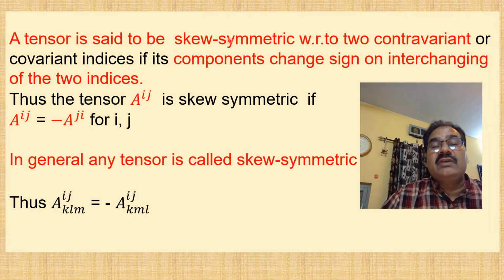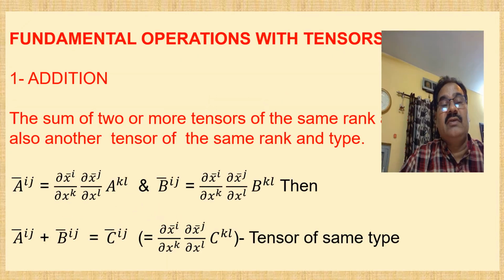Now a tensor is said to be skew-symmetric with respect to two contravariant or covariant indices if its components change sign on interchanging the two indices. How? Thus the tensor A_{ij} is skew-symmetric if A_{ij} is equal to minus A_{ji} for i and j. In general, any tensor is called skew-symmetric if we can write A^{ij}_{klm} is equal to minus A^{ij}_{kml}. Okay, that is called skew-symmetric.